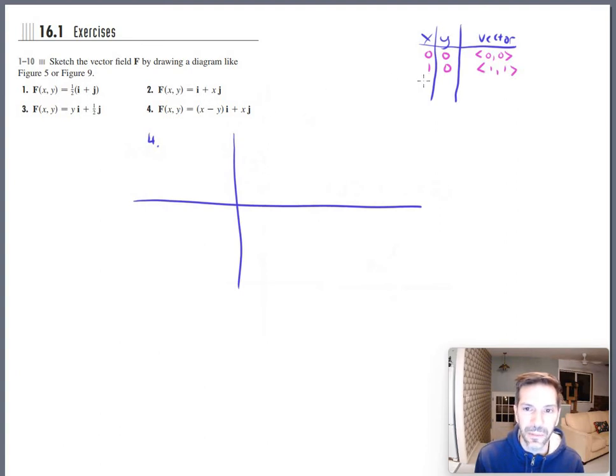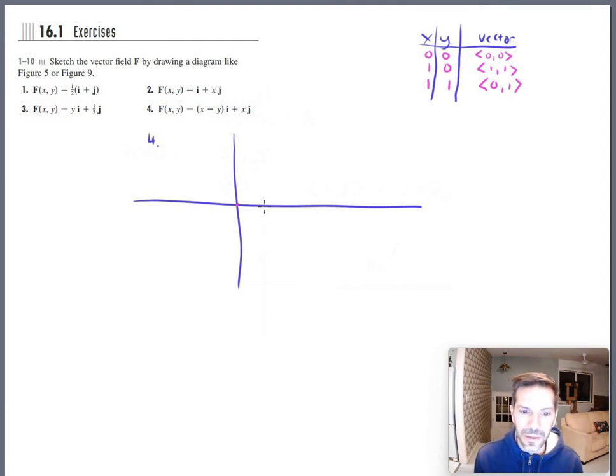And when you plug in a point like 1, 1, you get 1 minus 1 is 0, and 1, so 0, 1. So we've now got 3 vectors that we could plot. So at 0, 0, we should plot a vector with a length of 0.